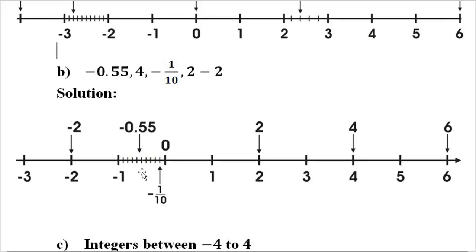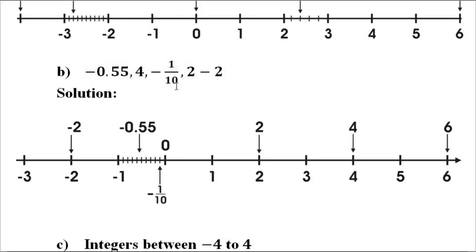I will place negative 0.55 between small divisions numbers 5 and 6, as negative 0.55 lies between negative 0.50 and negative 0.60. The second part is positive 4, which means 4 units to the right side of 0.